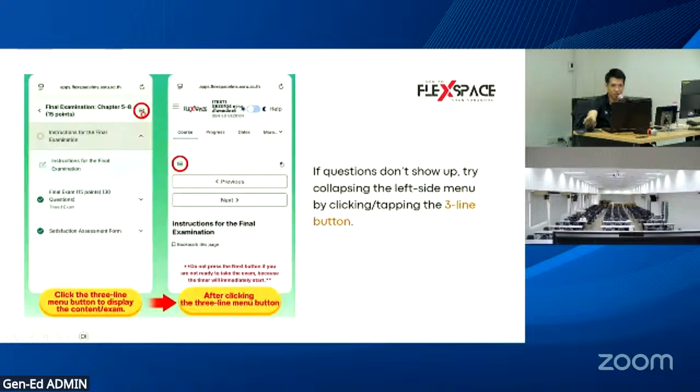And if the question does not show up, it often occurs with students who are using a mobile phone, especially a small screen device. And that is because the menu bar covers all the page. You can hit the 3 lines button, the so-called collapse button. This is the collapse button. This is the expand button. Sorry. You can hit the collapse button to hide the menu, and then you can see the question properly.